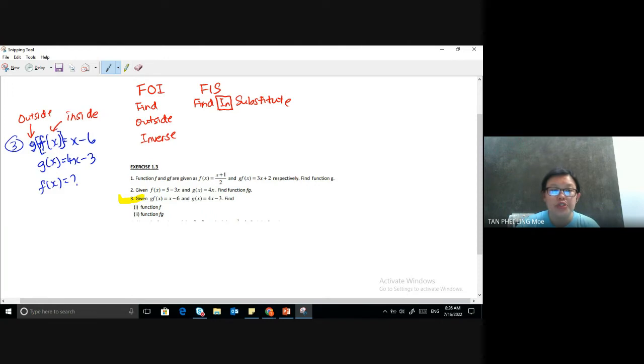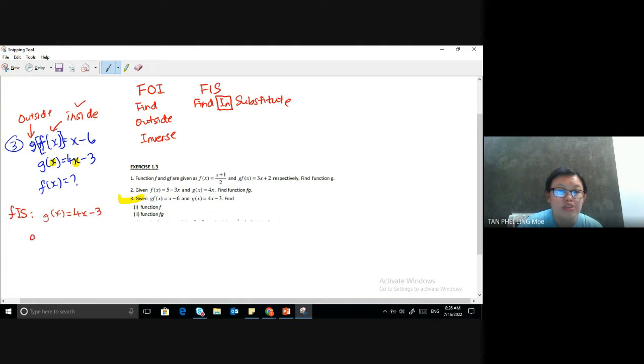Okay, so now we do question 3 first. This is find inside, substitute, because they want you to find the f. The f is inside, so we use find inside, substitute. What is find inside, substitute? When I have g(x), it is 4x minus 3. Can I write it here first? When I have g(x), it is 4x minus 3.